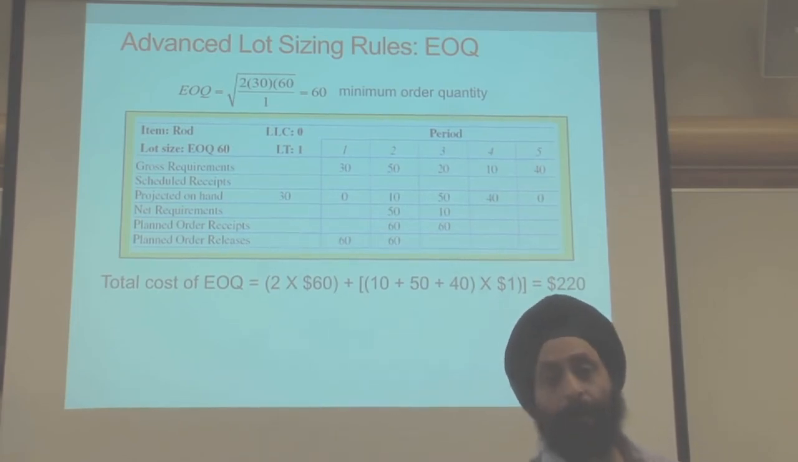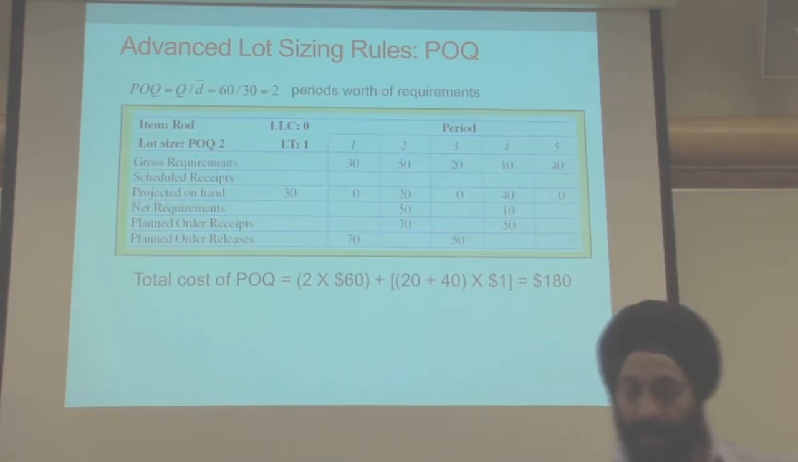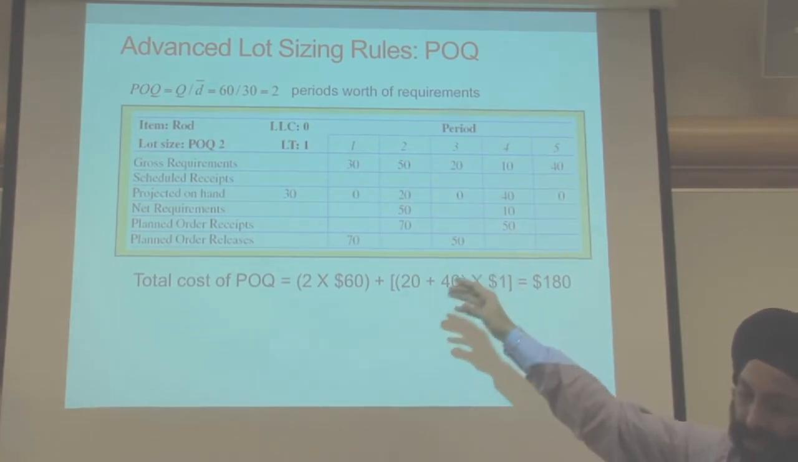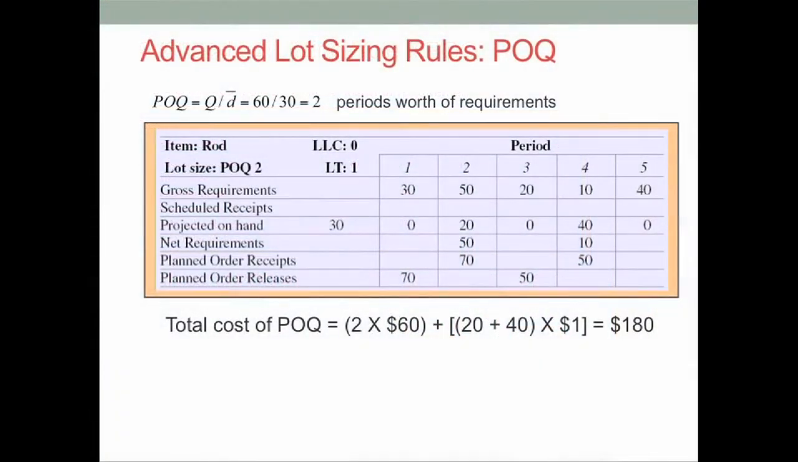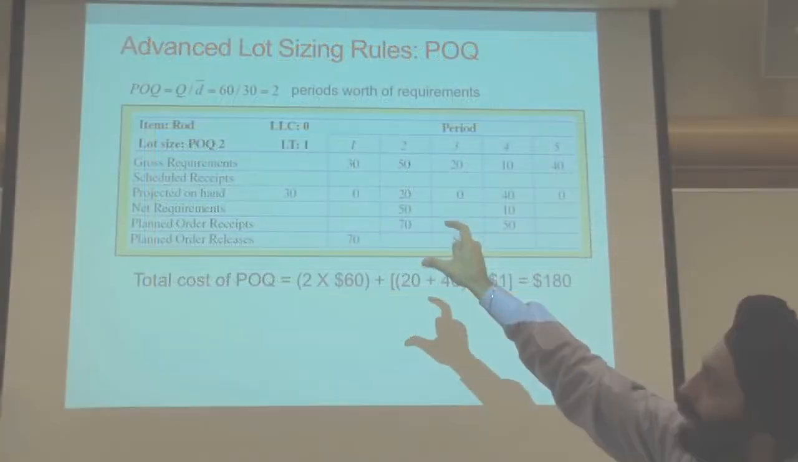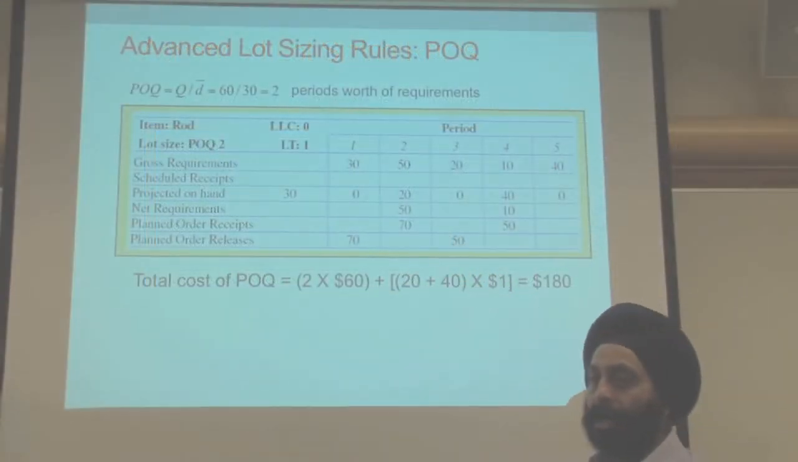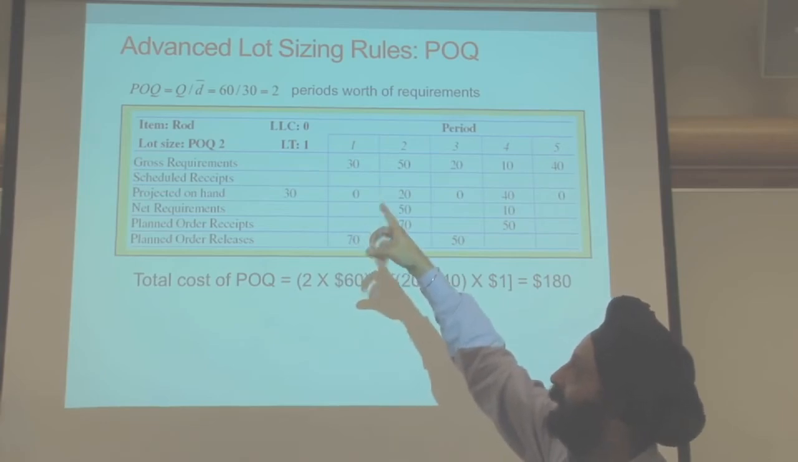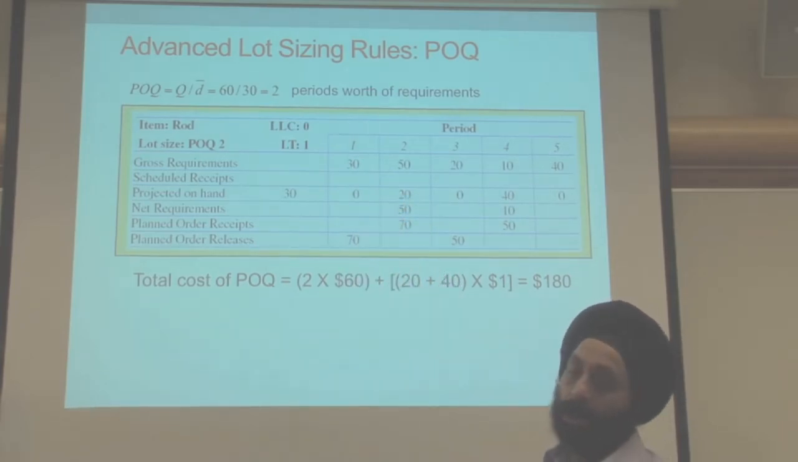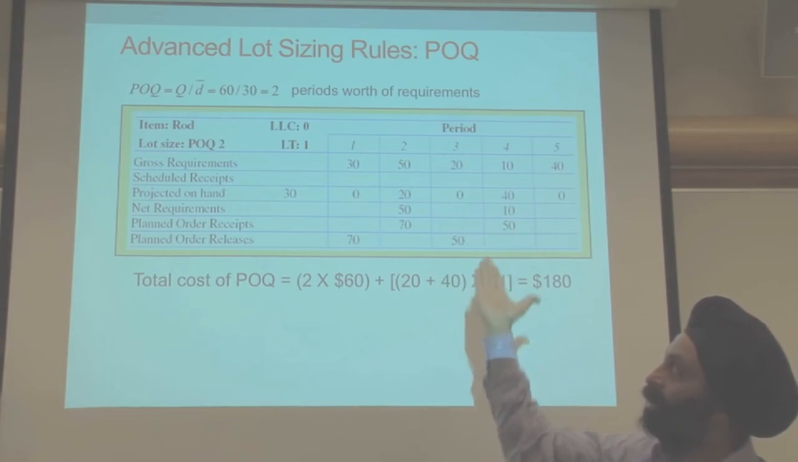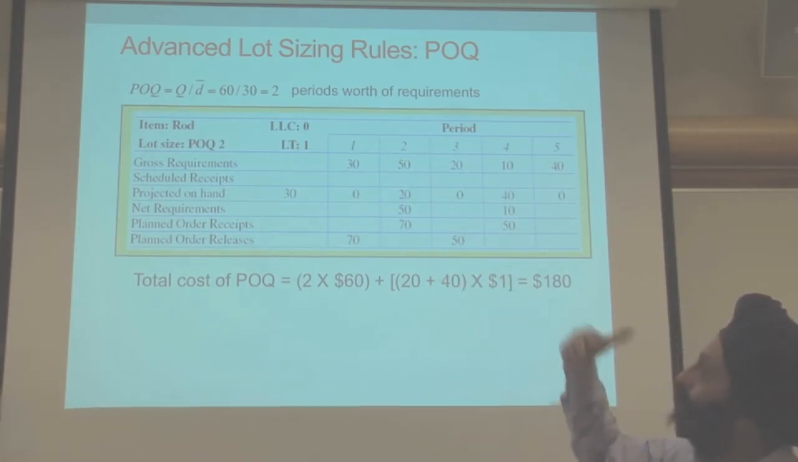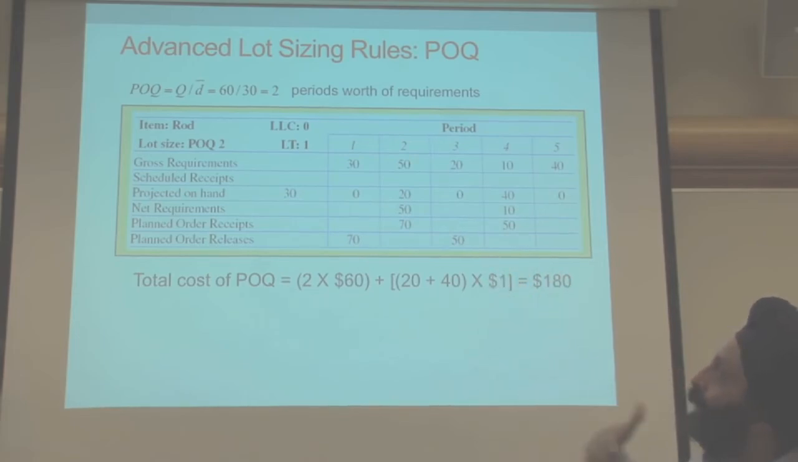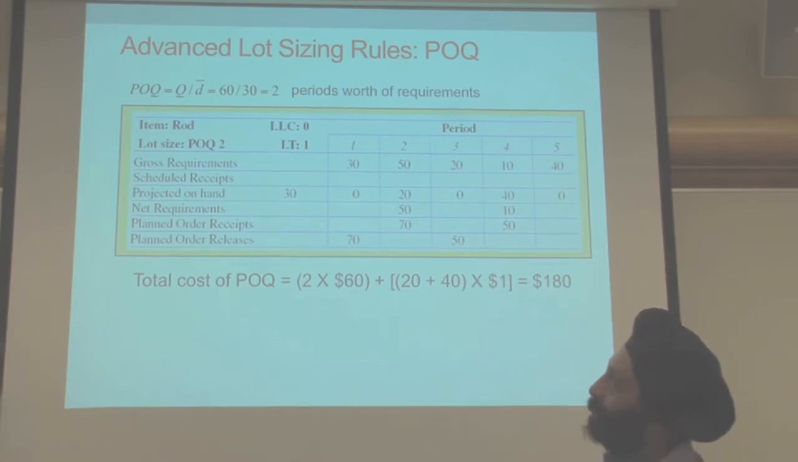Now compare that with the periodic order quantity, the last variation. In this case, the periodic order quantity is the number of periods of requirements that you need to cover. We have the economic order quantity, which we calculated with the EOQ formula, that was 60 divided by the periodic demand of 30. So 60 divided by 30 is 2 periods. So we need to carry 2 periods' worth of requirements every time we place an order.